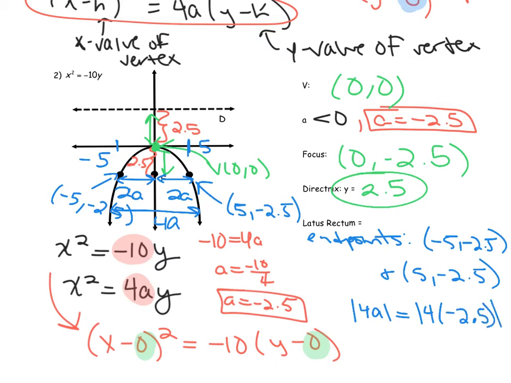Take that absolute value, and you end up getting 10. So that would be the length for the latus rectum. Okay? All right, let's go through a few more.